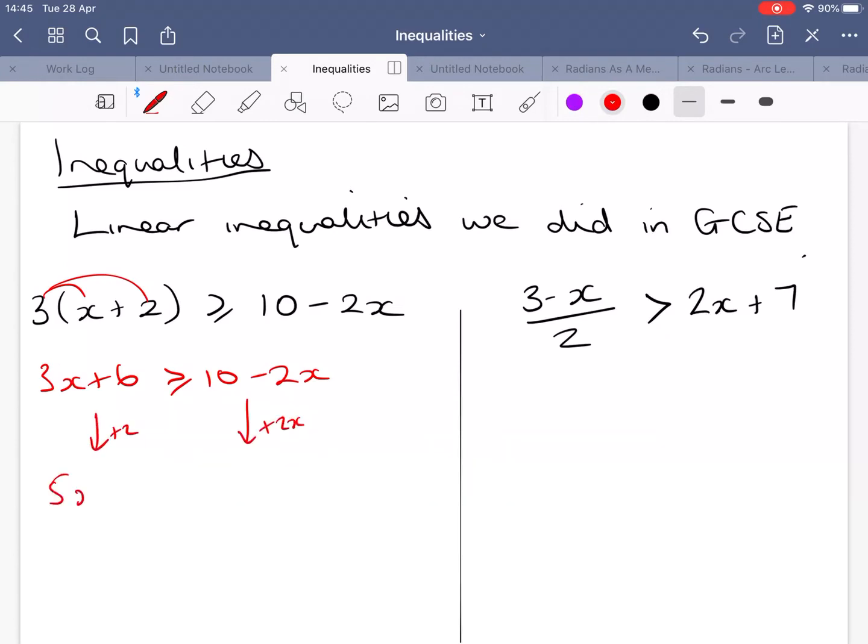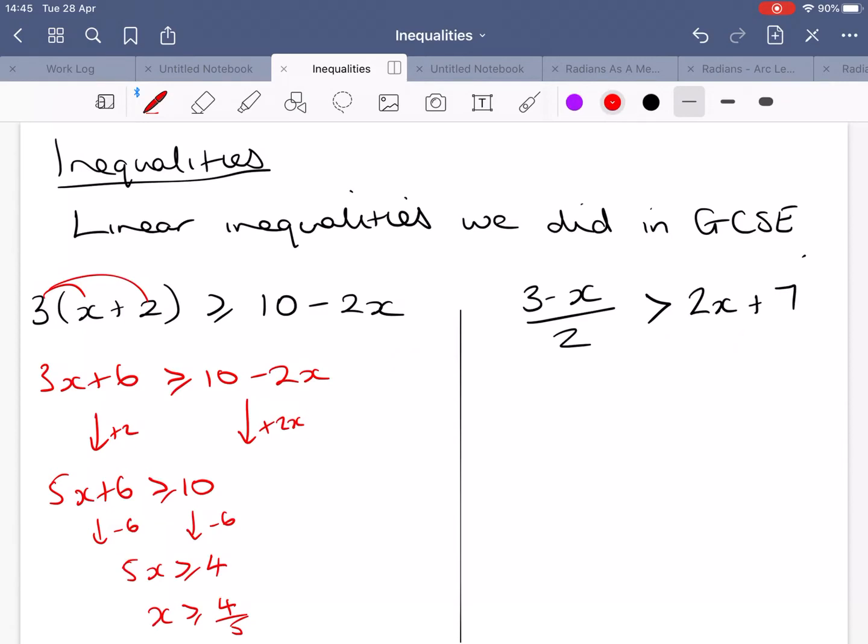So I've got 5x plus 6 is greater or equal to 10. I'm going to take away the 6 from both sides. So I get 5x is greater or equal to 4. And then I'm going to divide by 5. So I'll just get x is greater or equal to 4/5. Just leave your answer as a fraction. Don't bother with decimals. Okay.